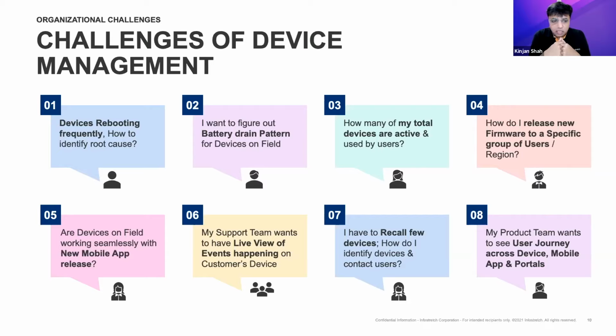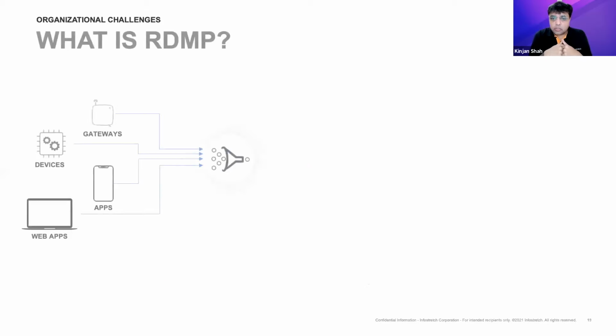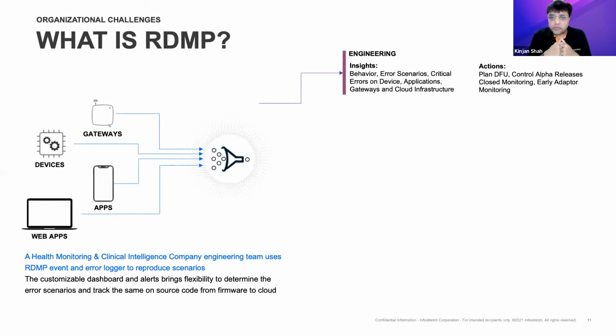So that's another area. And for product development teams, if I'm releasing new functionality, how can I understand the end-to-end user journey? So these are some of the challenges we always hear from one team member or another, and how exactly we can do it. So let's look at the RDMP. What is it, right? And how are we solving these different challenges.